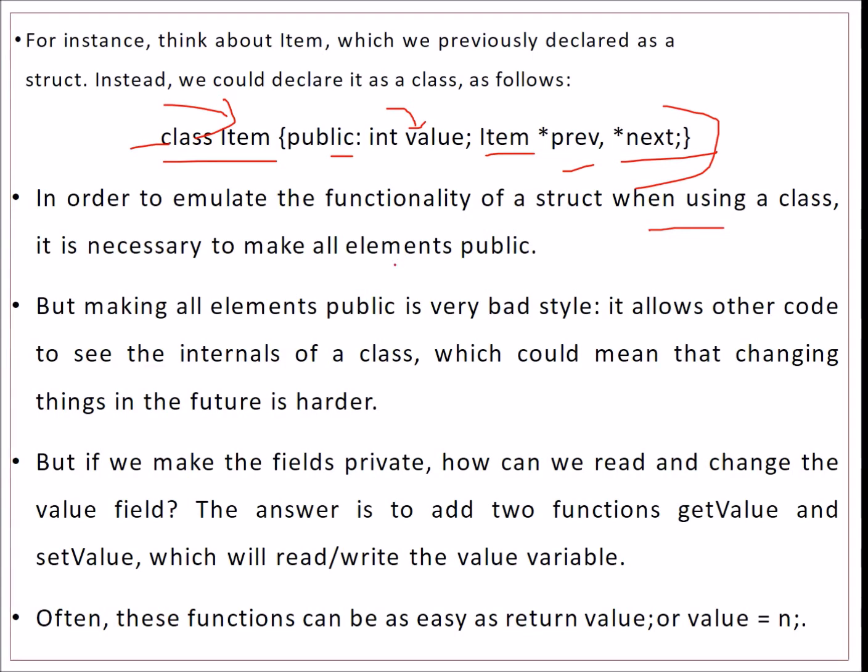It permits other code to see the internals of the class, which we do not want. This is against the idea of the object-oriented paradigm, which could mean that changing things in the future is harder. But if we make fields private, how can we read and change the value field? The answer is to add two functions, get value and set value, getter and setter functions, which will read and write the value variable. This can be very easy, just by returning value or saying value equal to n.